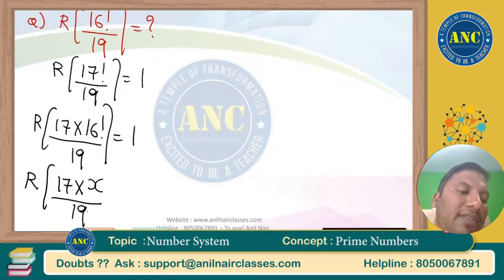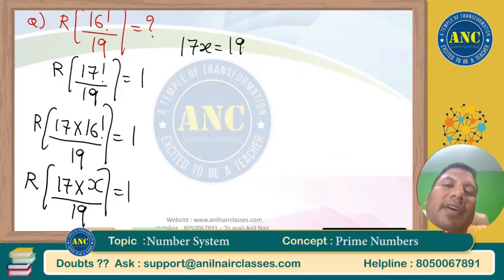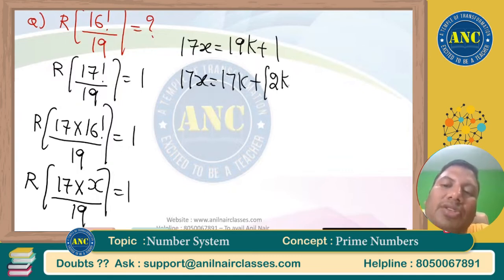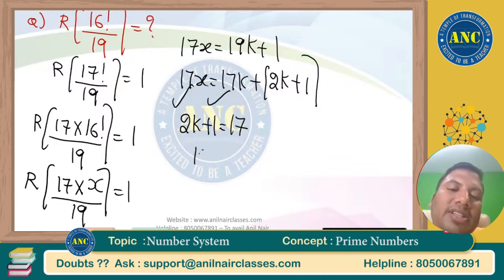When I further divide, the remainder does not change. Dividend is equivalent to divisor into quotient plus remainder. 17x is equivalent to 17k plus 2k plus 1. 17x is divisible by 17, so 2k plus 1 should be divisible by 17.